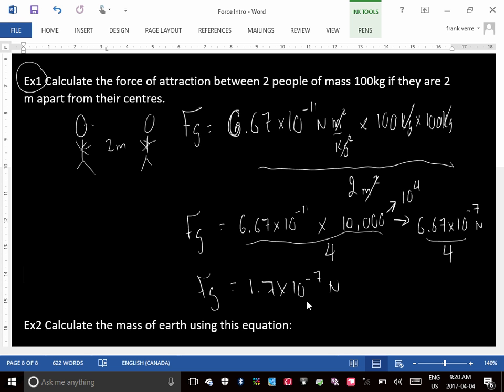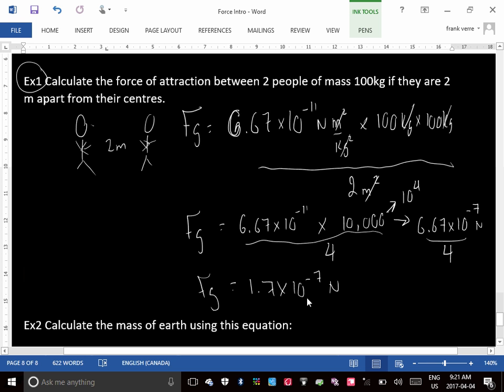Sometimes what happens with kids is that they forget that the units have to be in meters, and sometimes they forget to square the distance. So remember, the distance has to be in meters, it has to be squared, and it has to be the distance from their centers. Okay? So don't ever get tricked. It's got to be the distance from their centers.